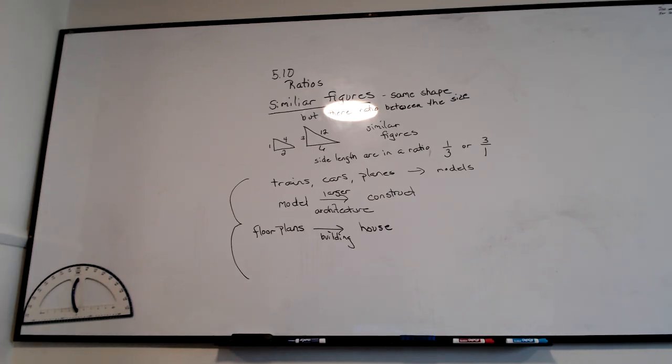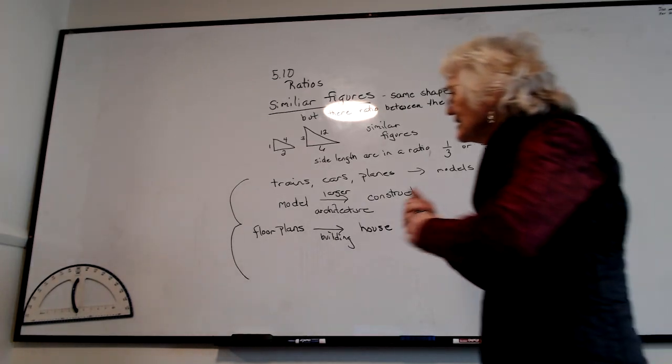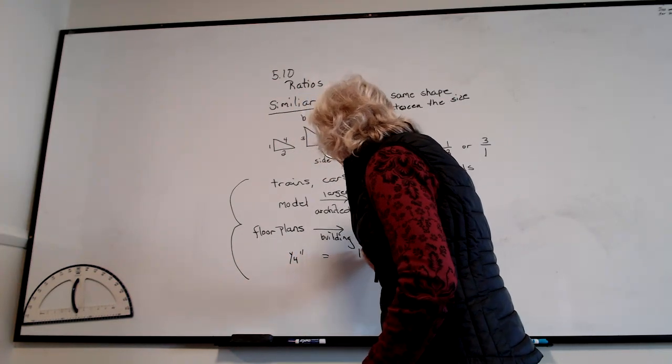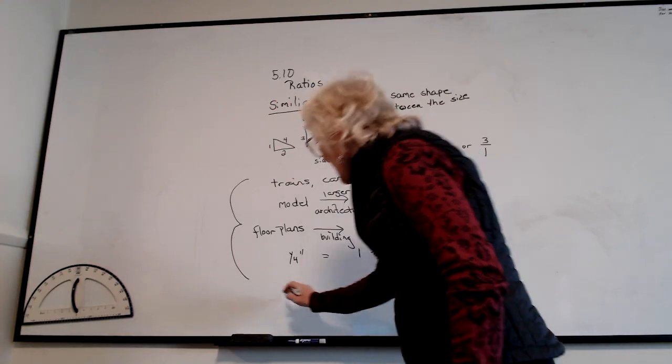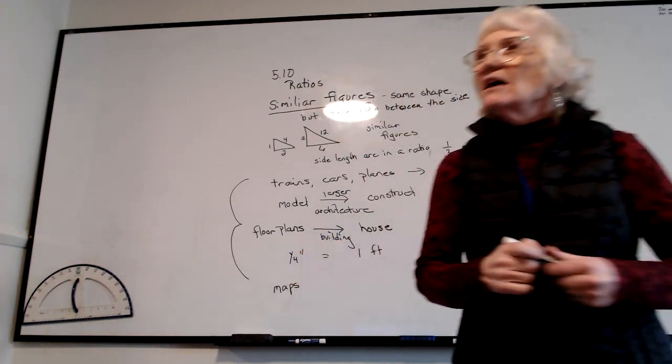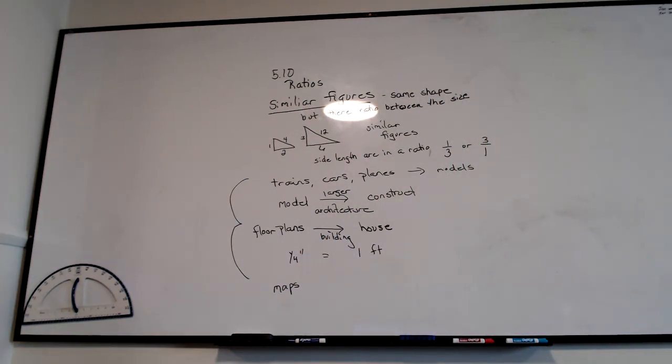In floor plans, it's usually 1/4 inch equals 1 foot. Maps are another place. It's actually a scale drawing of what the area looks like, how the roads go. It can be a terrain map, which shows you how the terrain is going over that area. So maps are another scale drawing thing that we do. One way we can use similar figures is actually to estimate some things.